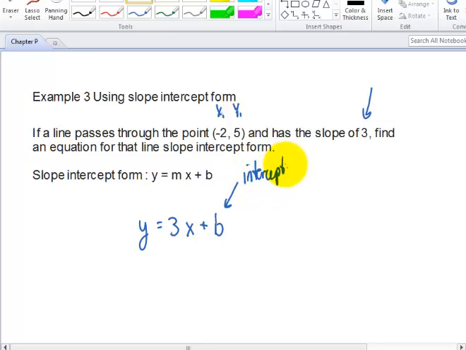So this is a trick that you could do. You know an x and a y value that work for that. So if you plug them in, I'll just put them in red. You have 5 for the y value. We have 3 times -2 for the x value. And we have plus b. So we solve outright for the b value.